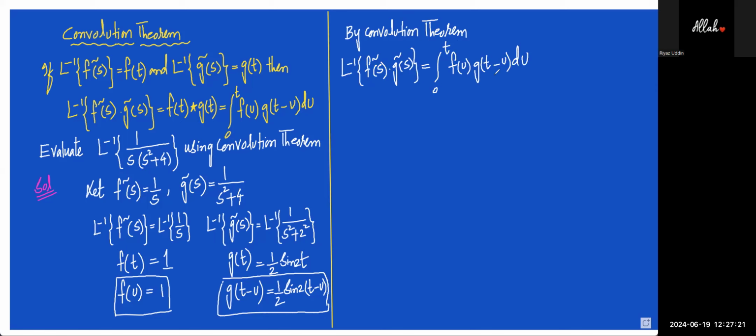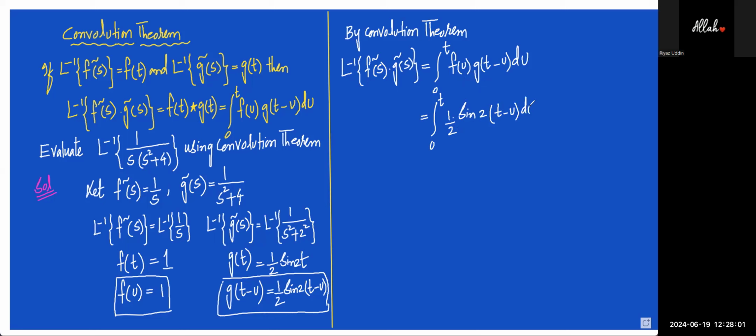Okay. So we have to integrate this value, f of u and g of t minus u, with respect to u between the limits 0 to t. This is equal to the integral from 0 to t. F of u is 1 now. 1 into sine of g of t value. 1 by 2 we have already taken outside. Here I have sine of t minus 2, sine of 2 into t minus u.